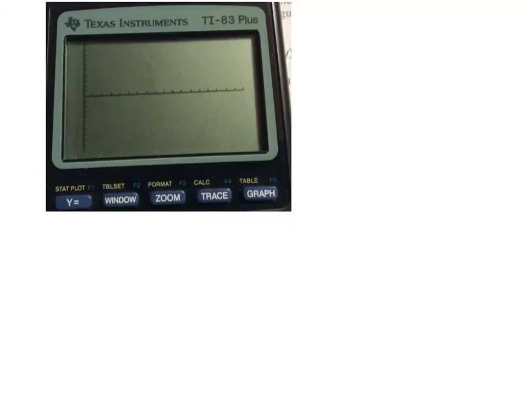So if we do 0 to 18 for our x-min and our x-max, and we don't change our y window, our y window is minus 10 to 10, you don't see anything on your window. So let's think about that equation again. We had y equals (36 minus x) times (36 minus x) times x.